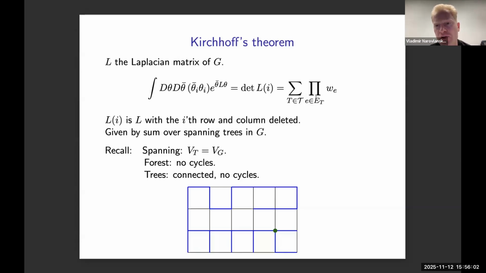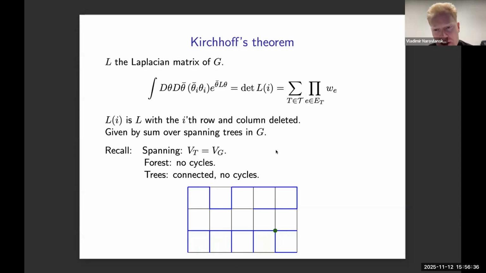Whenever I say weight of the graph, I just mean the product of all the weights of the edges in this subgraph T. Here I just remind very quickly that spanning means that T has all the vertices of the full graph. Forest means that there are no cycles, and tree means that it is connected with no cycles. Here I show an example where we have a two-dimensional lattice, and the subgraph T is shown in blue. You see that this is indeed a spanning tree.